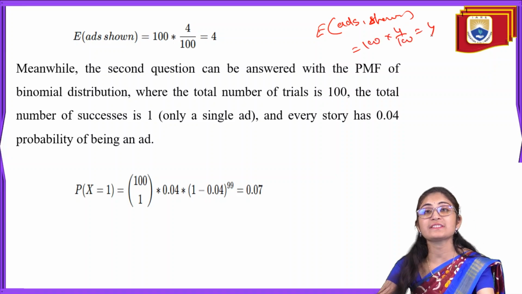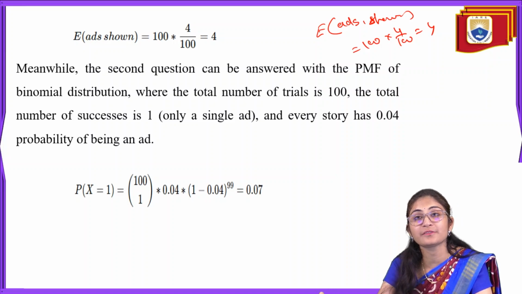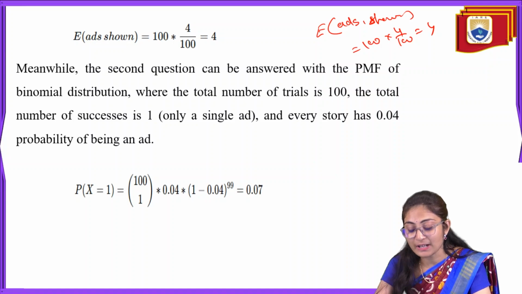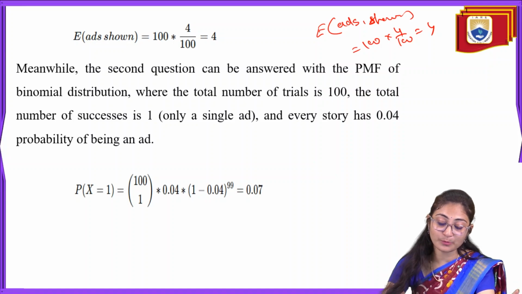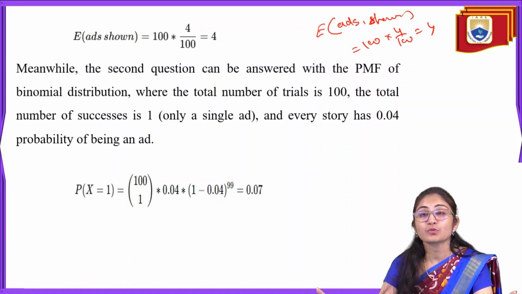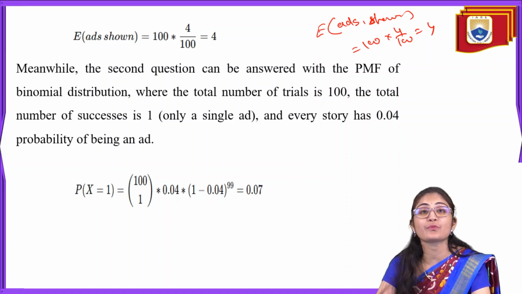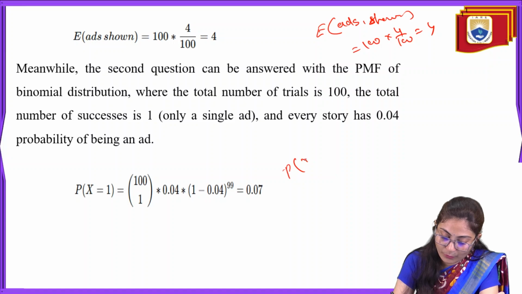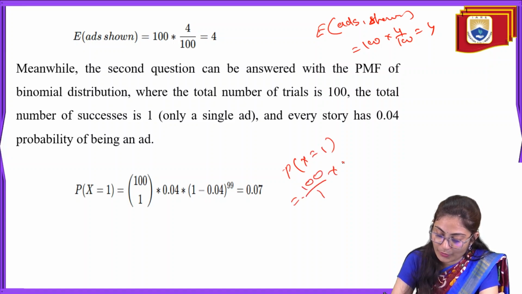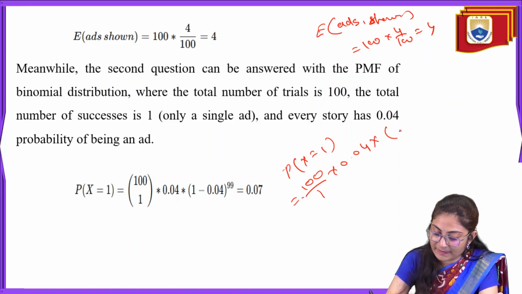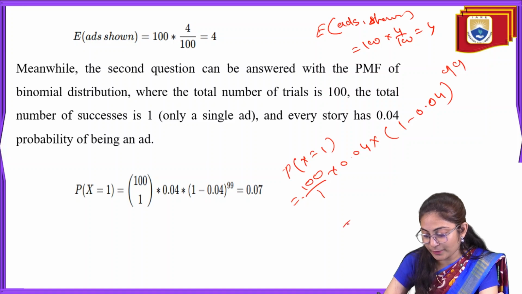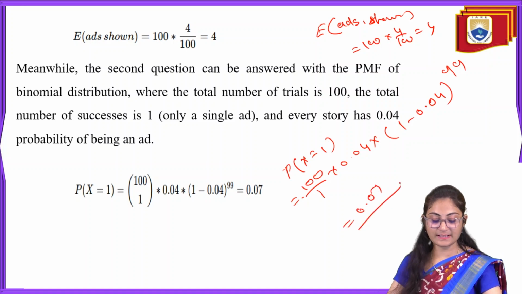That means the second question will be answered with the PMF of the binomial distribution. So total number of trials is 100 and the total number of successes is 1. And every story has 0.04 probability of being an ad. So P of x equal to 1 is 100 choose 1 into 0.04 into (1 minus 0.04) to the power 99, that will be 0.07.